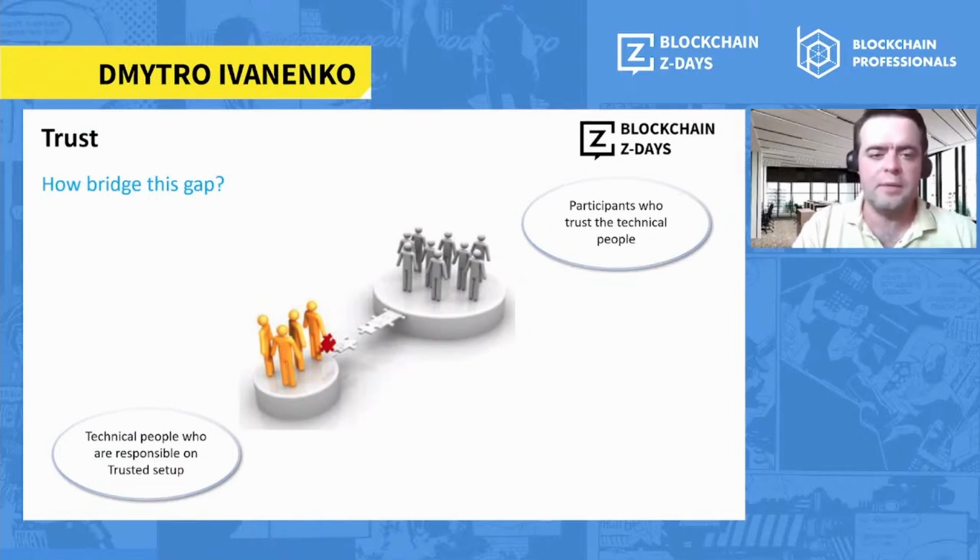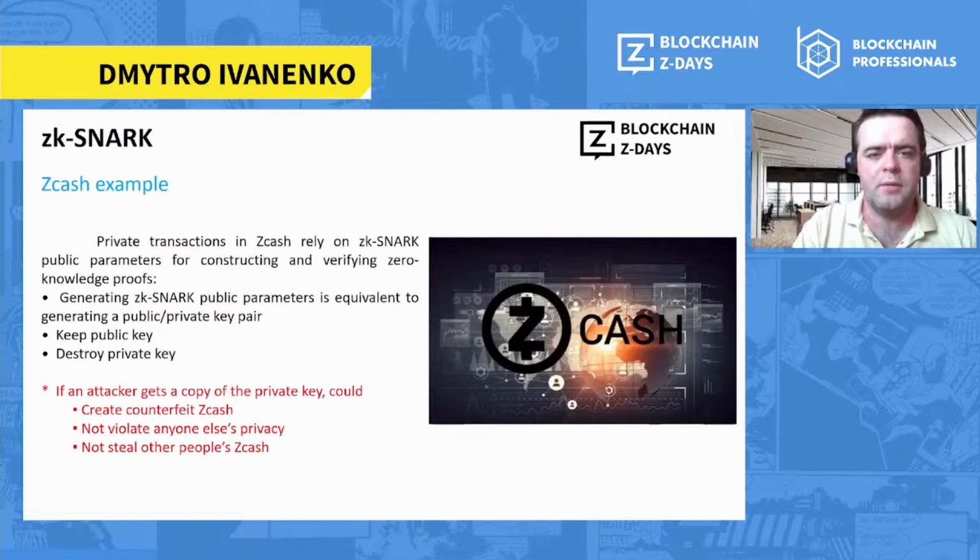Let's look at an example to understand the essence of this mechanism. The first example is a protocol called zero-knowledge succinct non-interactive argument of knowledge, or zk-SNARK for short. And maybe the first realization of this protocol is the realization in Zcash.